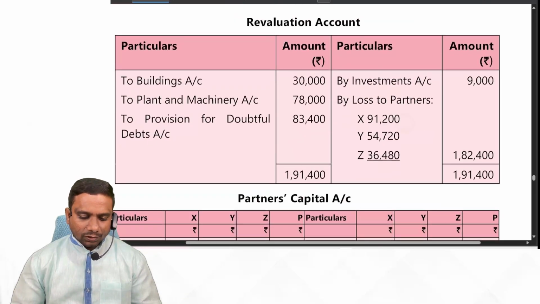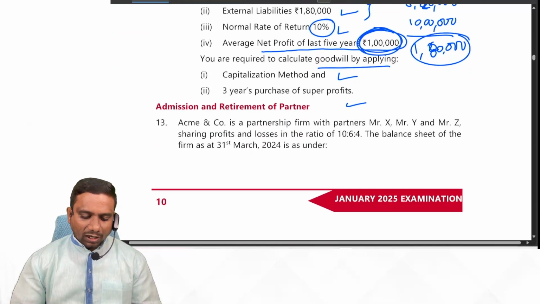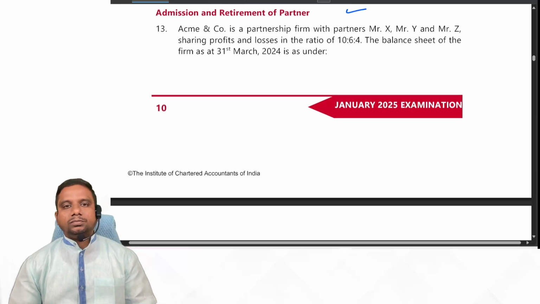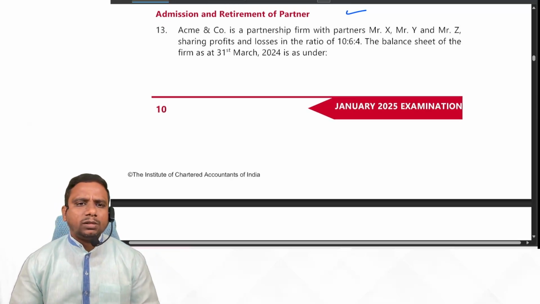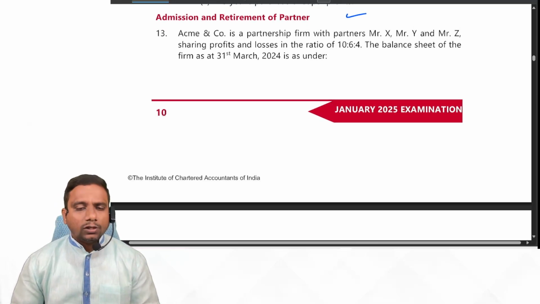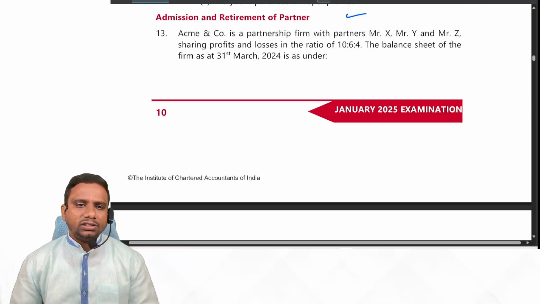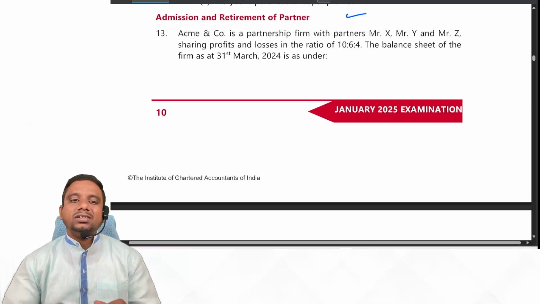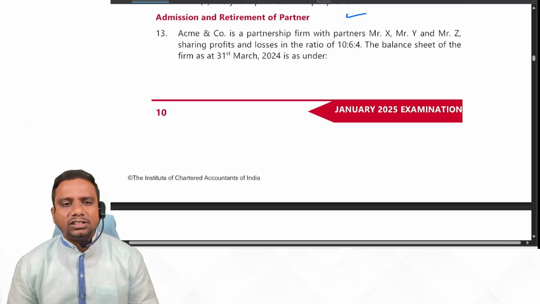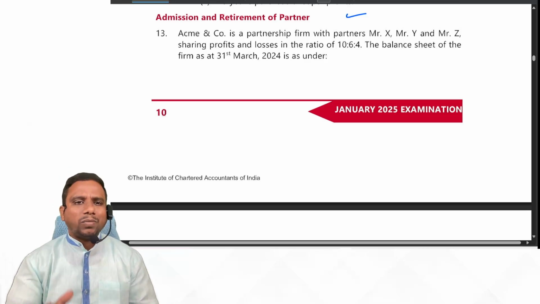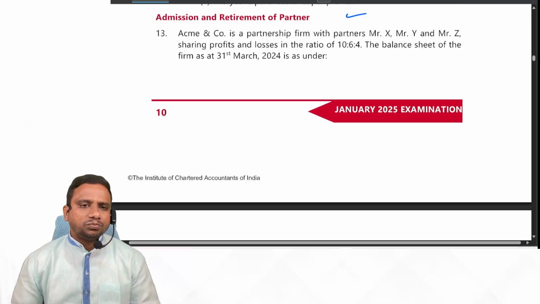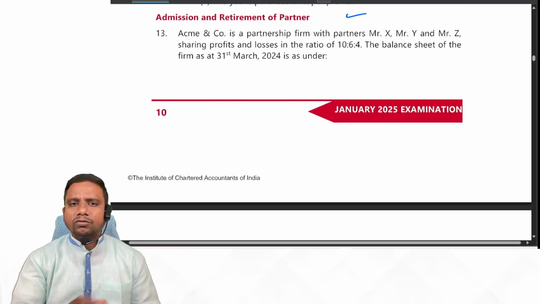Next one. Admission and retirement of a partner problem. In case of admission and retirement, we have to do certain adjustments. First adjustment, revaluation of assets and liabilities. Next adjustment, goodwill. Next adjustment, distribution of reserves and undistributed profits to partners. Next, capital adjustments. So like this, we have to do, and profit sharing ratios.